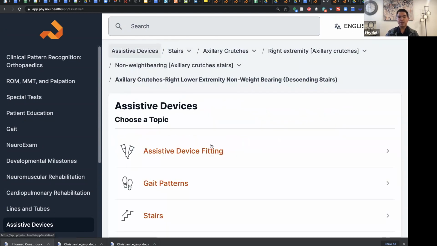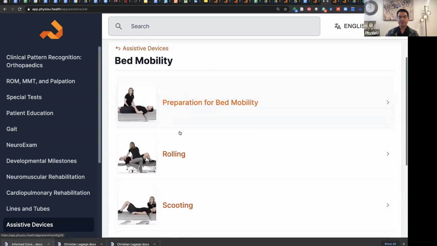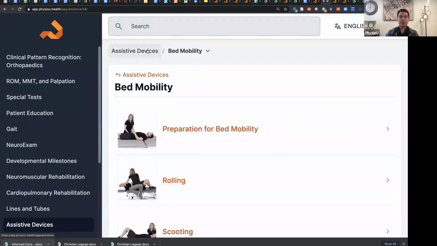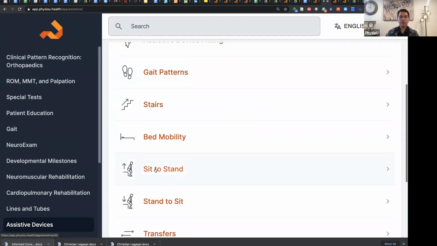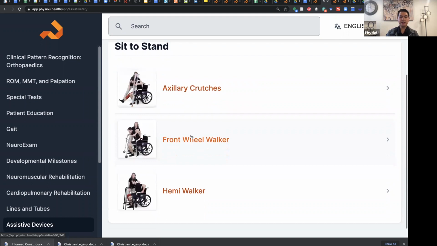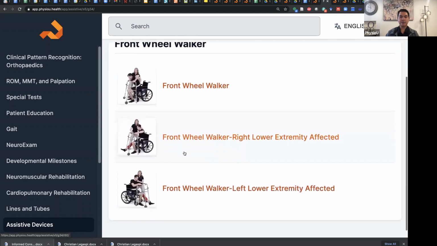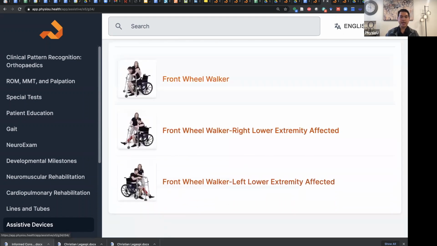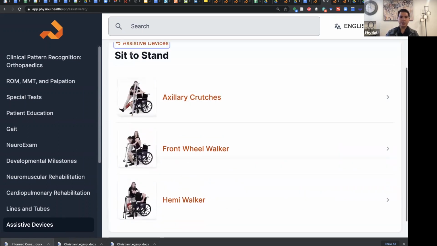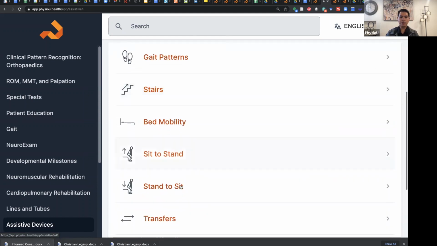So this app includes bed mobility. It also includes sit to stand, stand to sit with different assistive devices. These are all videos, of course, with instructions. It's just students hate to read about this kind of stuff. That's why we filmed it all.